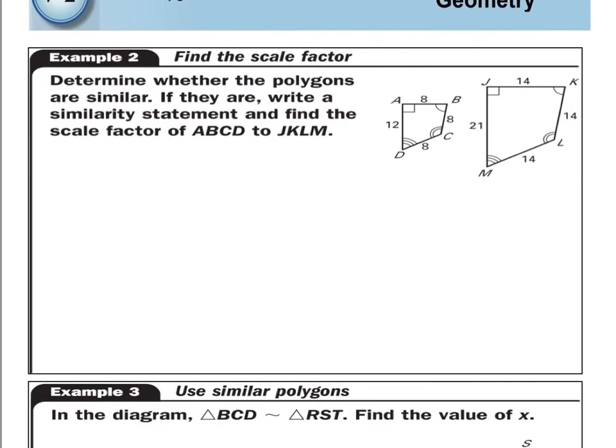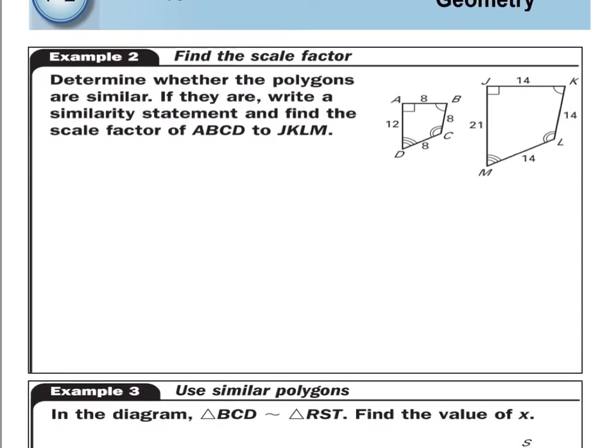Okay, determine whether the polygons are similar. If they are, write a similarity statement and find the scale factor of ABCD to JKLM. Now, you don't know that these are similar, so we're going to have to actually show that. In order to show that, we need to first see, are all the corresponding angles congruent? Well, as you look at your picture here, A and J are the same, B and K are the same, C and L are the same, D and M are the same. So all the angles match up.